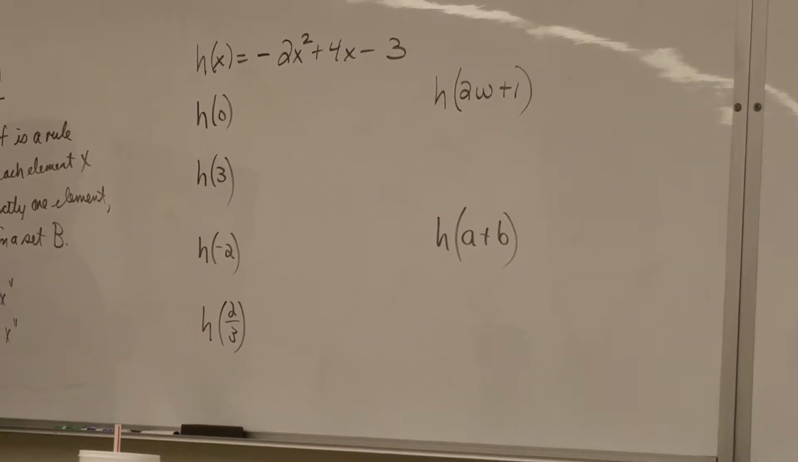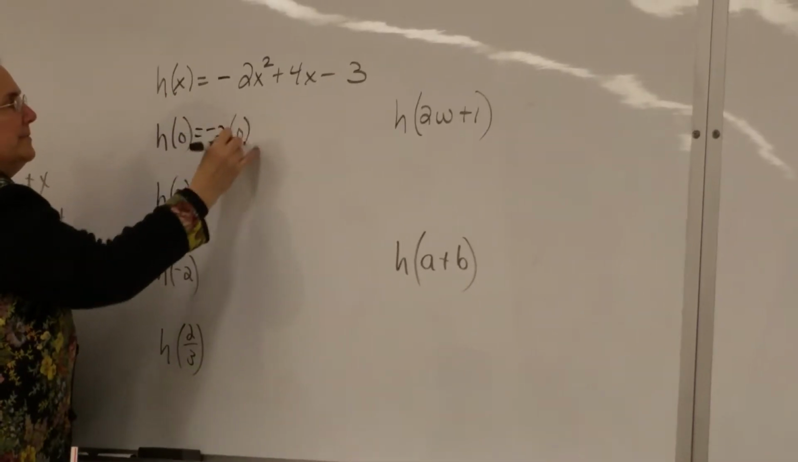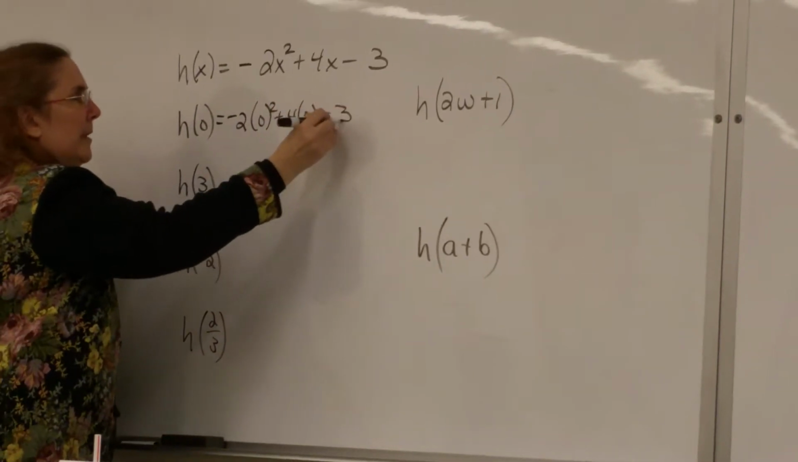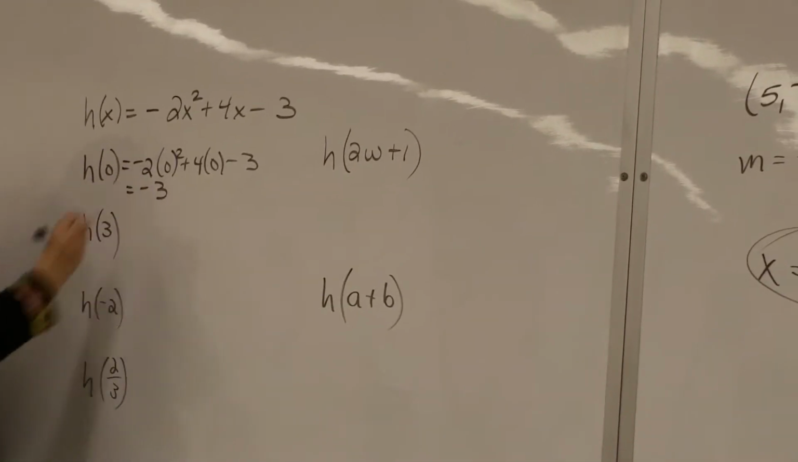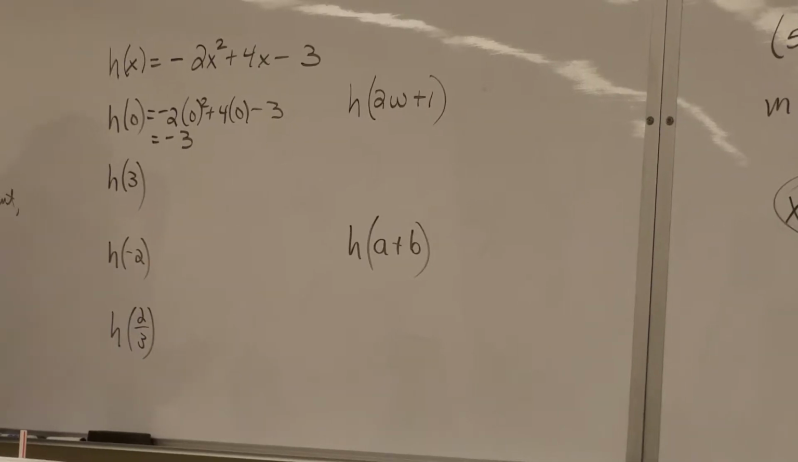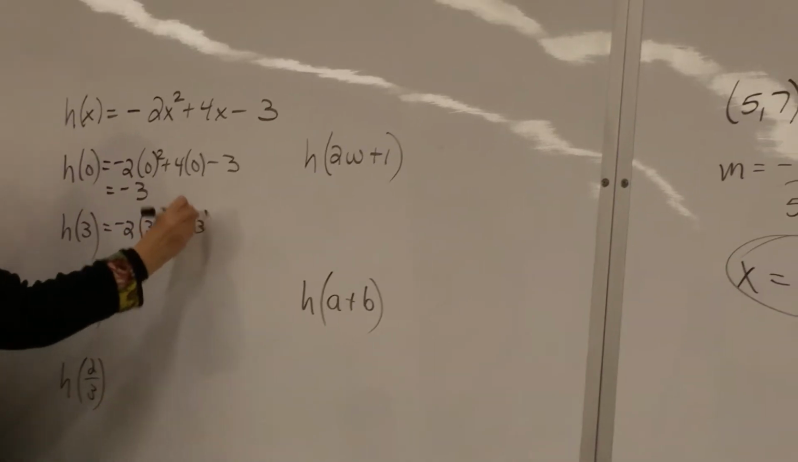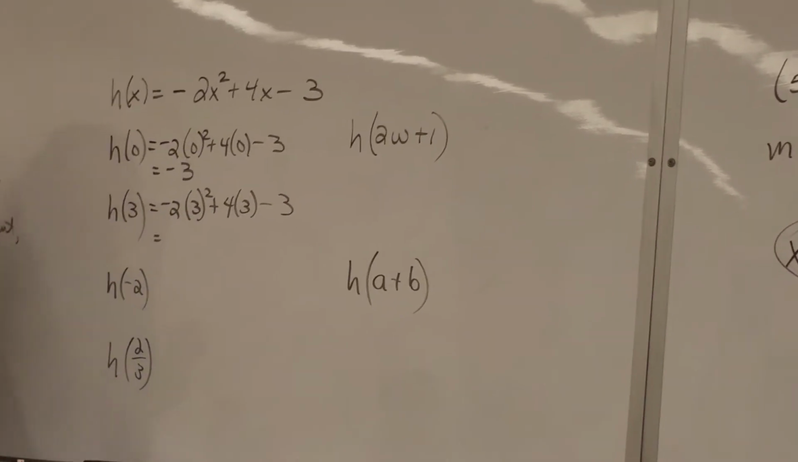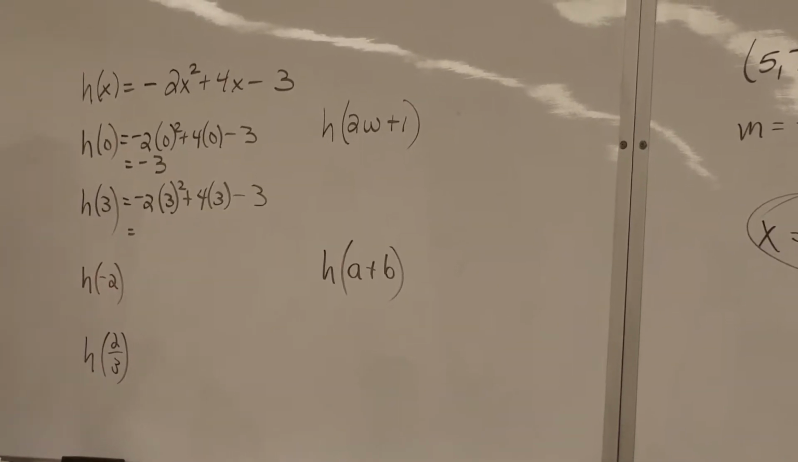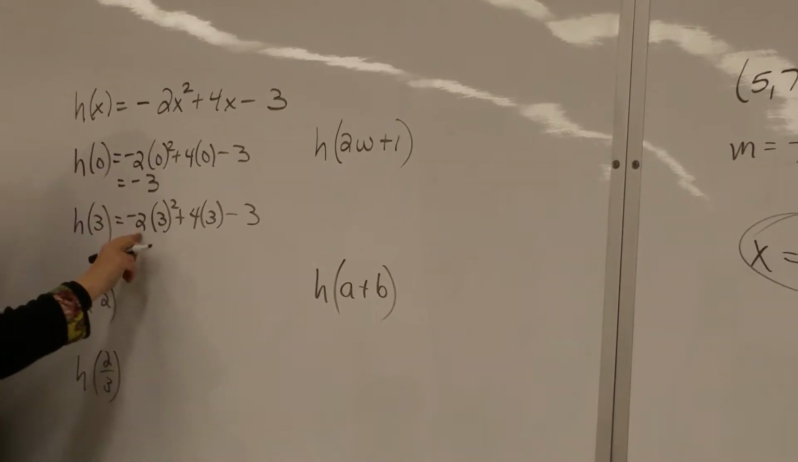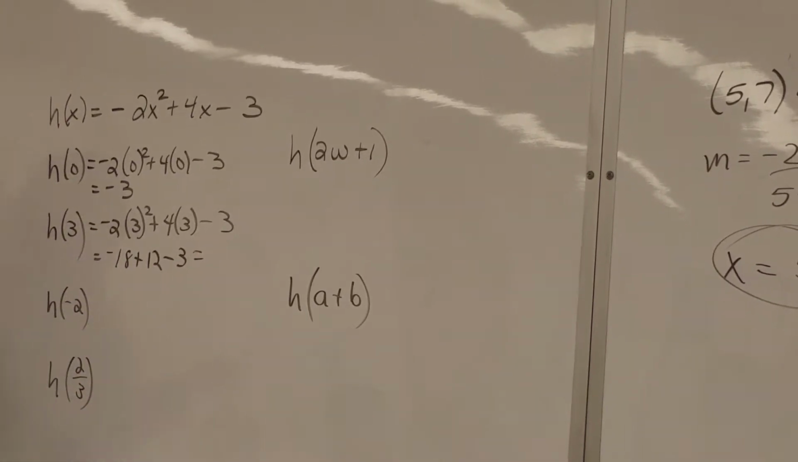All right, how do we find h of 0? Plug it in. Substitute for x. So plug in 0 for x. What is h of 0? Negative 3. Now h of 3. Plug in 3 for x. What do we get? Negative 2 times 9 is negative 18, plus 12 minus 3 is negative 9.